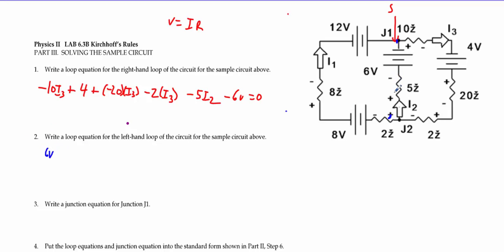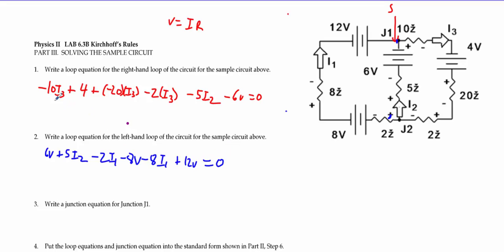Okay, negative to positive, this is I2, so plus 5 I2. Then I'm to this junction, I'm going this way, positive to negative, so that's minus 2, and in this branch over here, I have I1. And then positive to negative, so minus 8 I1, and then negative to positive, so plus 12 volts, and I'm back to where I started, so this equals 0.